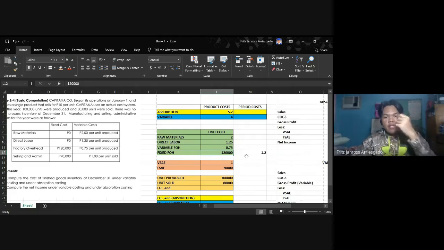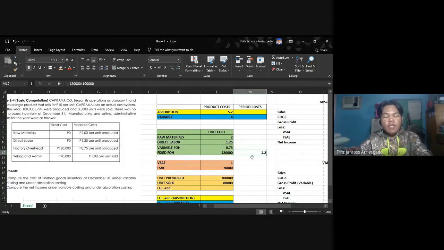So to get your unit product cost for absorption, you need to add the raw materials, the direct labor, the variable factory overhead, and the fixed factory overhead. So you need to add 2 plus 1.25 plus 0.75. And how did we get 1.2 as your unit cost for fixed factory overhead? So to get that, you need to divide 120,000 by the total number of units produced for the year, which is 100,000. So that's 1.2.